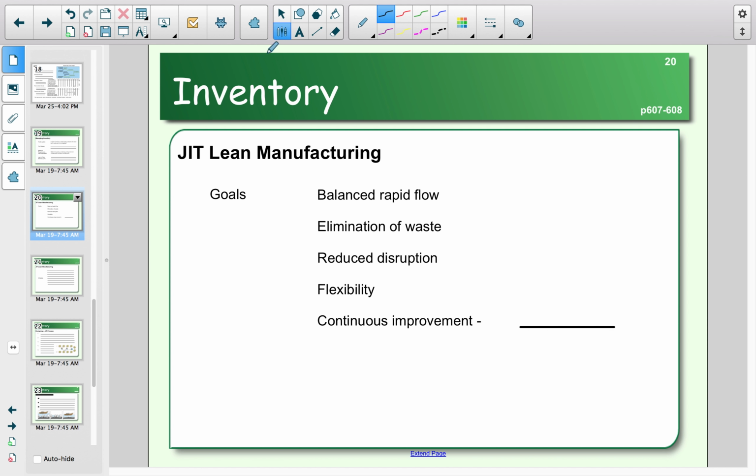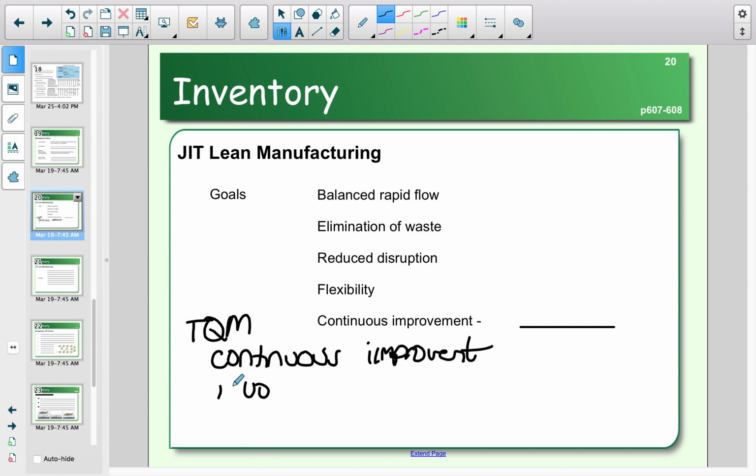We also want to have a system that is based on continuous improvement. And so TQM or total quality management, is a foundation of just-in-time manufacturing. And total quality management has three parts. The first is that continuous improvement. So you're always striving to find ways to provide better quality, better production. We also want to involve everyone in the process. And we want to focus, of course, on customer satisfaction.